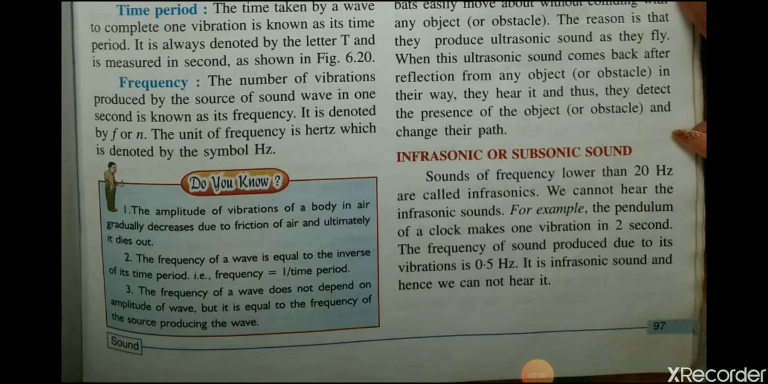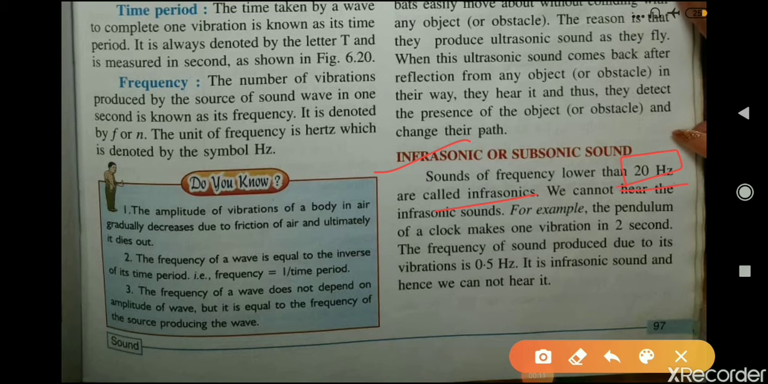Okay. Infrasonics or subsonic sound. Sounds of frequency lower than 20 hertz are called infrasonic or subsonic sounds, and we cannot hear these. For example, the pendulum of a clock makes one vibration in 2 seconds. The frequency of the sound produced due to its vibration is 0.5 hertz, and it is infrasonic sound, and hence we cannot hear the sound of the pendulum of a clock.